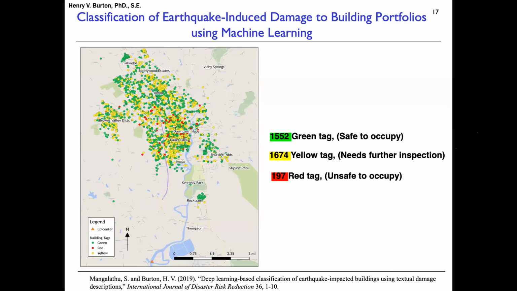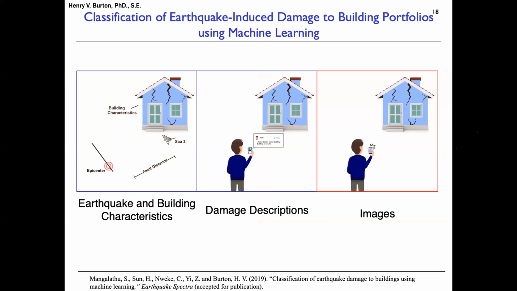Again, the distribution is skewed, which we actually expect, or we hope, right? We hope to have a small number of red tag buildings, but in terms of applying these techniques, there are challenges associated with these skewed distributions. So we developed 3 different types of models.